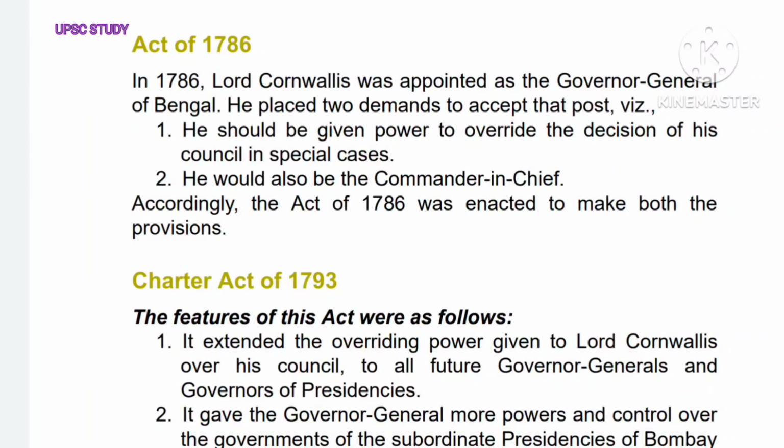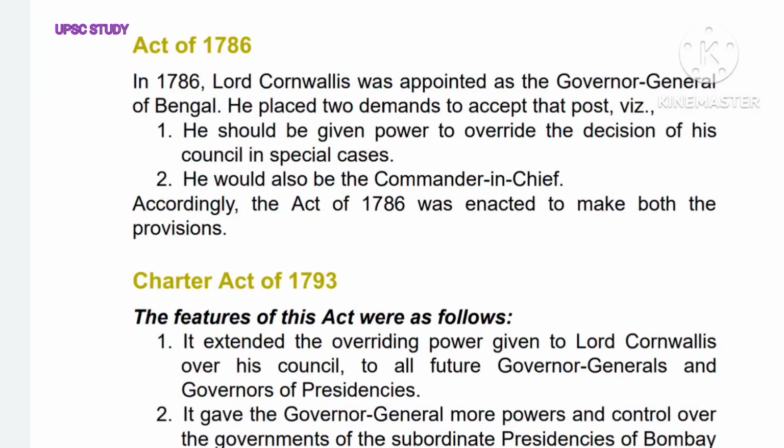Act of 1786. In 1786, Lord Cornwallis was appointed as the Governor General of Bengal. He placed two demands to accept that post, viz. Number 1. He should be given power to override the decision of his council in special cases. Number 2. He would also be commander-in-chief. Accordingly, the Act of 1786 was enacted to make both the provisions.